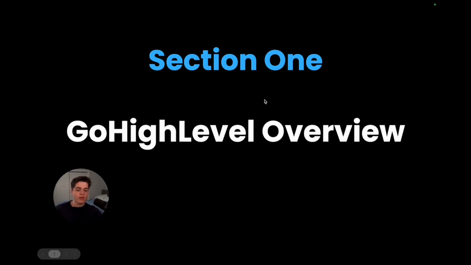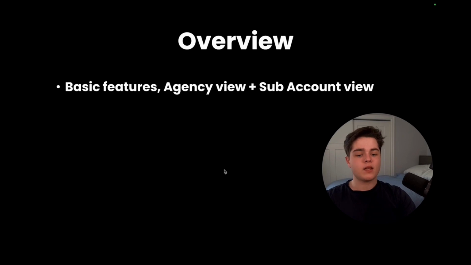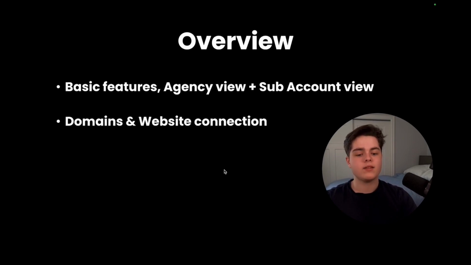So really quickly, let's go over what I'm going to cover over the next couple videos. The overview is basically the features, agency view, and sub-account view. What does that mean? What are the differences, and how do you use them when signing up? You'll get the basics of how this works. If you've already used Go High Level before, skip to the end of this video. This is a very quick video outlining what I'm going to talk about in the next couple videos. Second is going to be the domains and website connection.